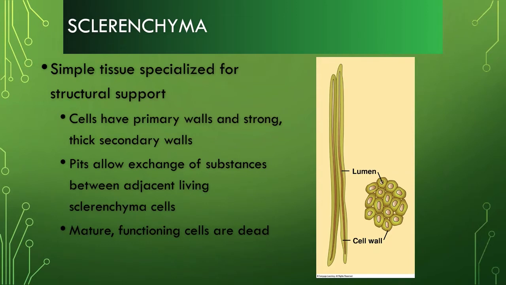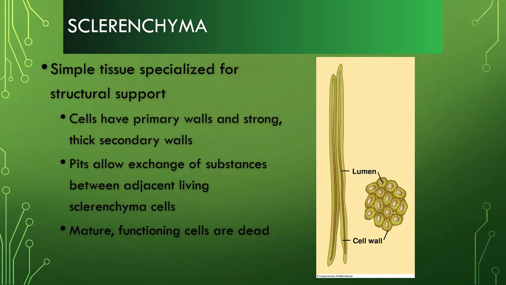So their primary walls, that means the first wall that they have, some only have first walls, some have a secondary wall. Parenchyma cells only have a primary wall. We'll see that other cells have a primary and secondary wall. So they're very strong and thick, and they have pits that allow for substances to exchange between the adjacent cells that are next to them.